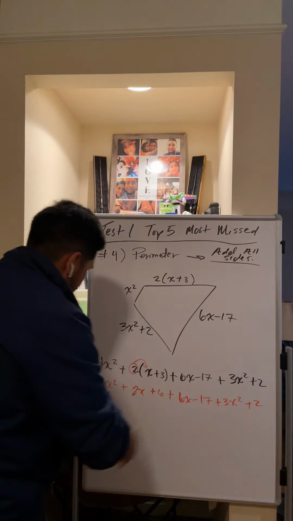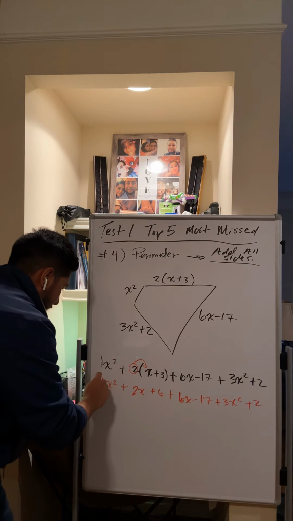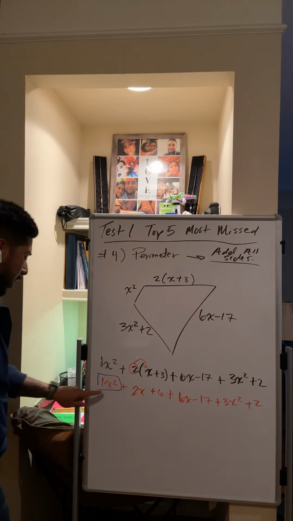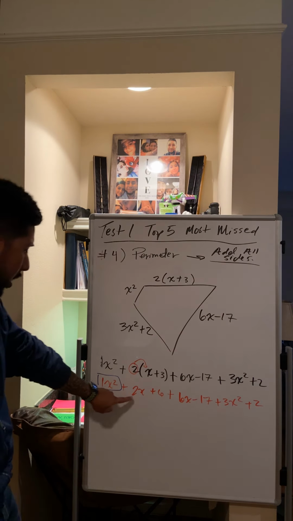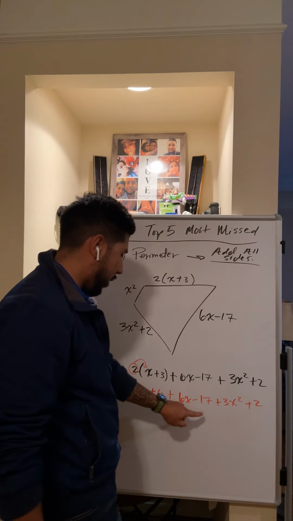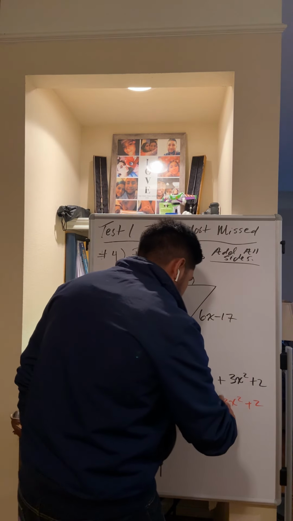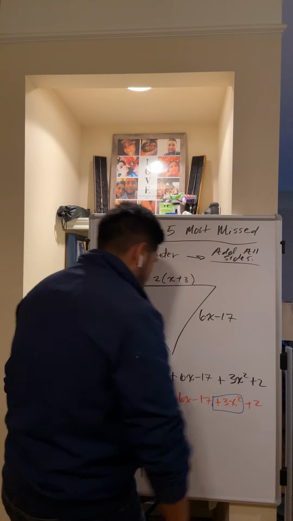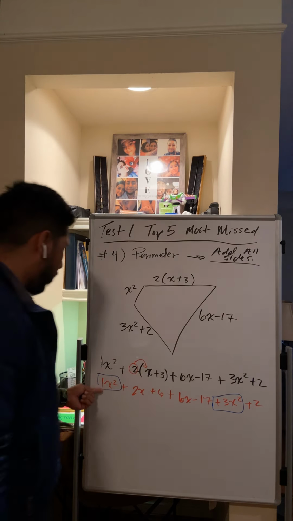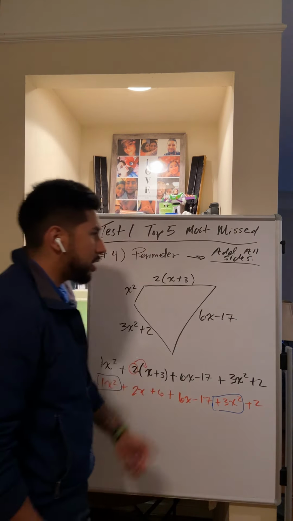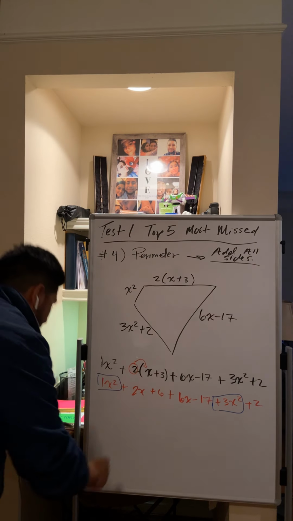I'm not going to do all the extras. I'm just going to say, let's start with this guy. Who's a partner for 1x squared? Who else has an x squared? Nope, nope, nope, nope. Yep. Positive 3. Putting these together, what's 1 plus 3? 1 plus 3, 4x squared.